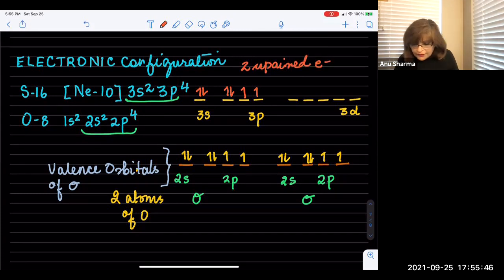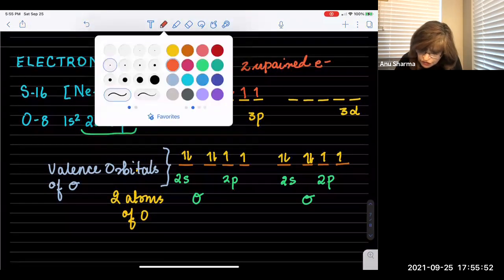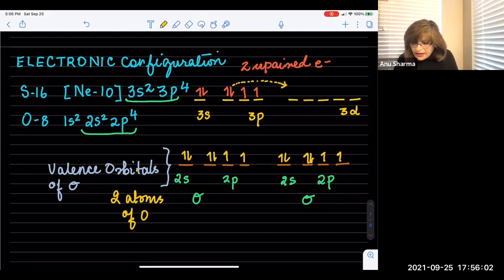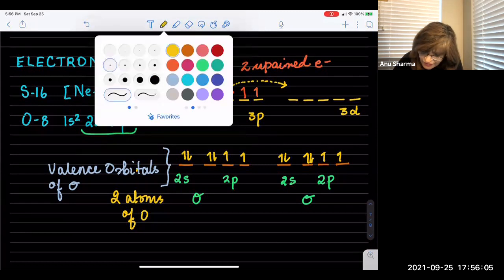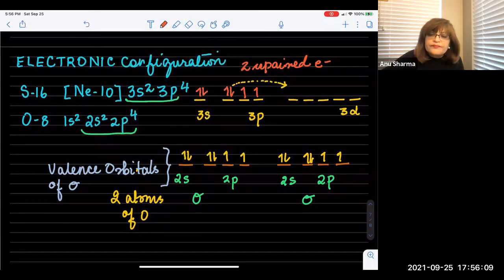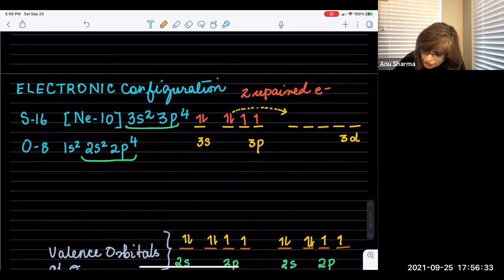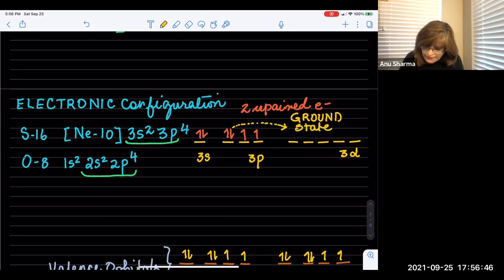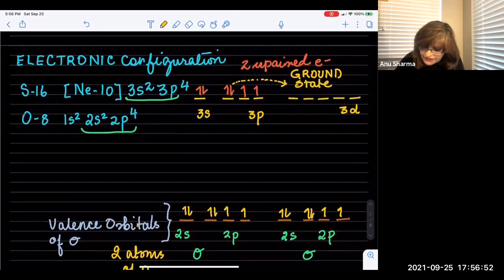But the oxygen is coming, right? So what is going to happen is an excess of oxygen, so the electrons are going to jump. This electron jumps and comes here. These two unpaired electrons are in the ground state. Ground state means the normal neutral state, okay? The electrons are just arranged like this.